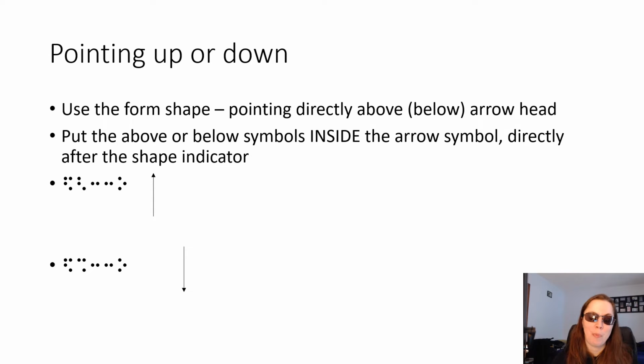You can make an arrow point up or down using that form of directly above or directly below that we have in other math equations. Put that symbol inside the arrow symbol after the shape indicator but before the arrow to build an arrow that points directly up or an arrow that points directly down.